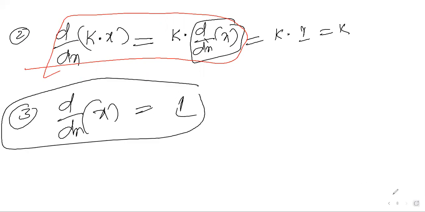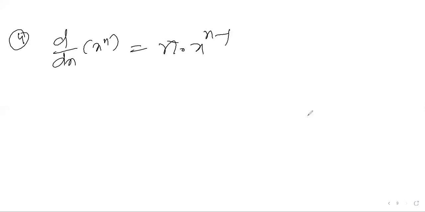Next, the fourth formula, d by dx of x power n. What is the formula? n into x power n minus 1. Very good. d by dx of x power n is equal to n into x power n minus 1. Let us take an example; you need to understand, I'll explain.